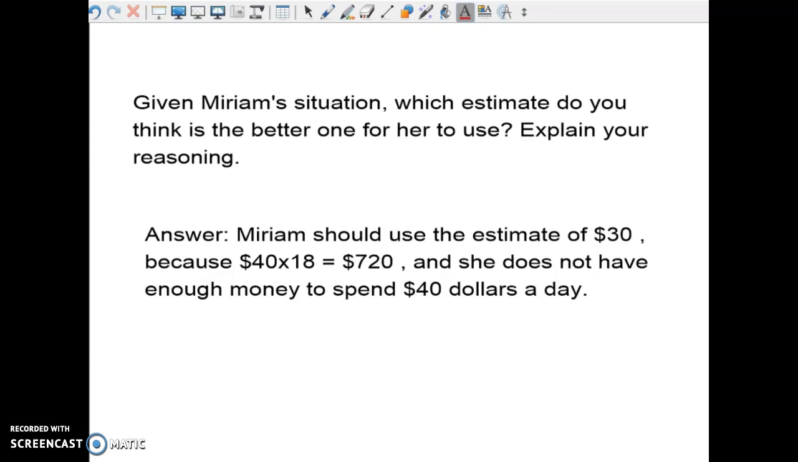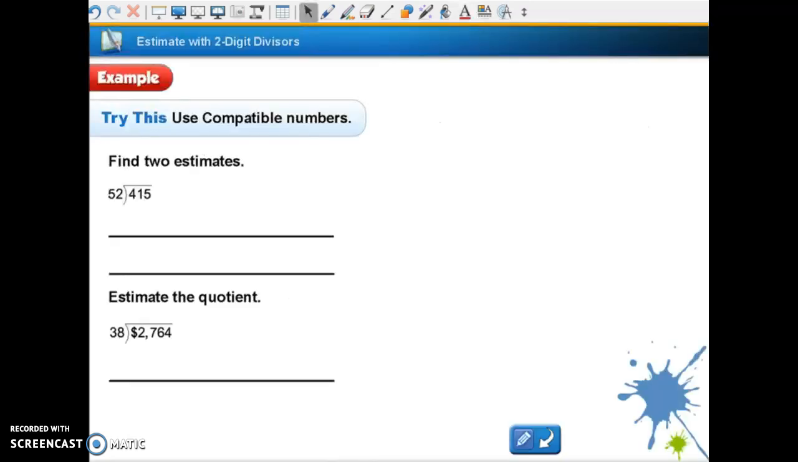Okay, so hopefully you did what I asked and you discussed this, and it's like I said earlier, Miriam should use the estimate of $30 because $40 times 18 is $720, and she does not have enough money to spend $40 a day. All right, now we're on the try this in the middle of page 80.